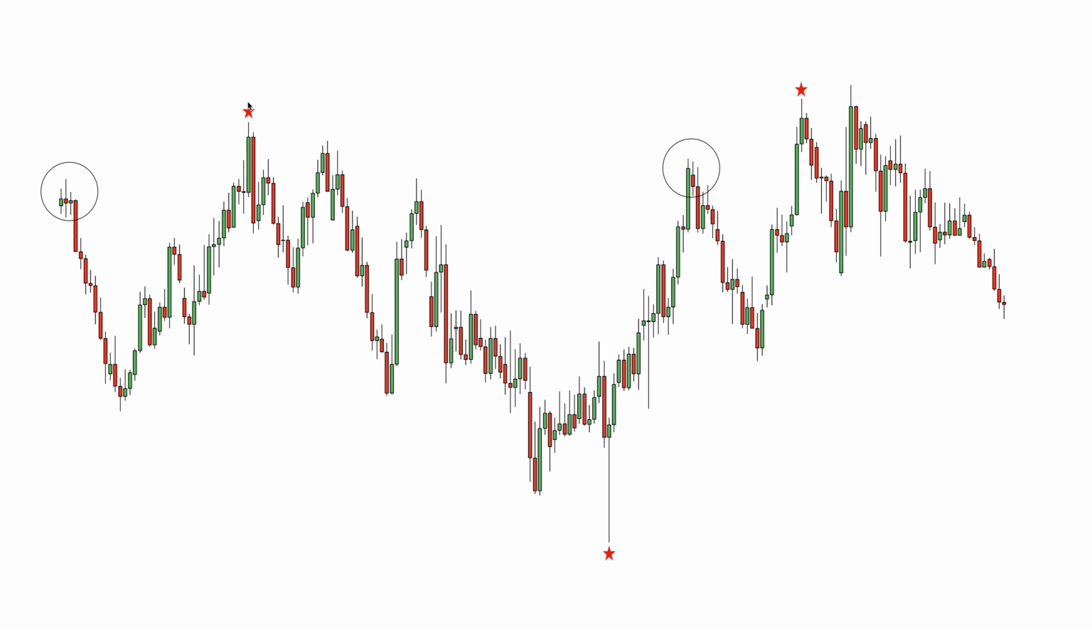The reason I've noted it here with the star is to just illustrate the fact that this run is the one that takes out this high. Okay? And then price starts to run lower. And then price comes up again, comes close to this high, and then starts to grind lower, and then we start to progressively get lower highs, and then we come all the way down here.